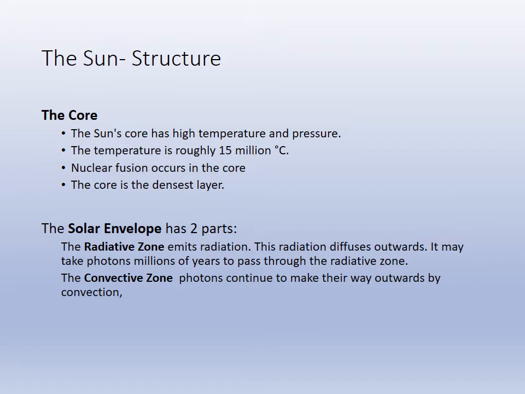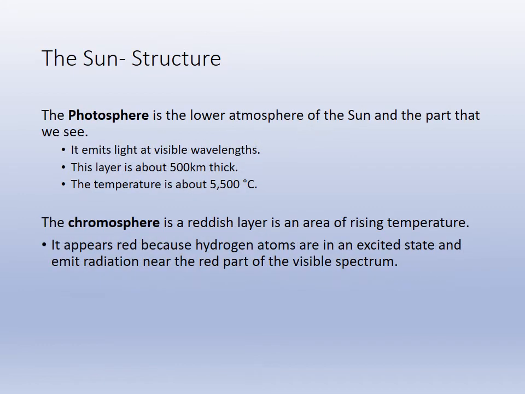The radiative and convective zones form a solar envelope. These photons pass through the solar envelope and then through the photosphere. Photo meaning light, that emits the visible wavelength. That's what we can see. Temperatures are about 5,500 degrees Celsius.